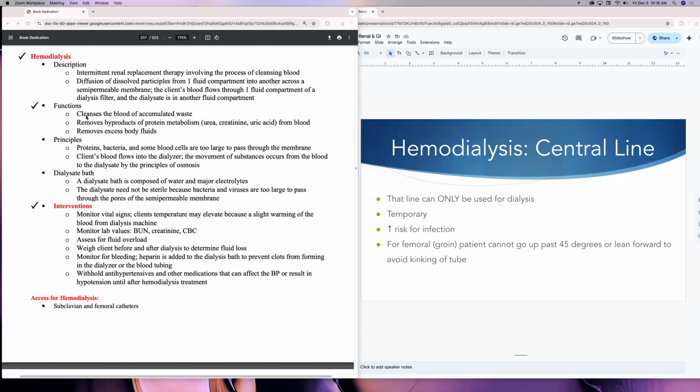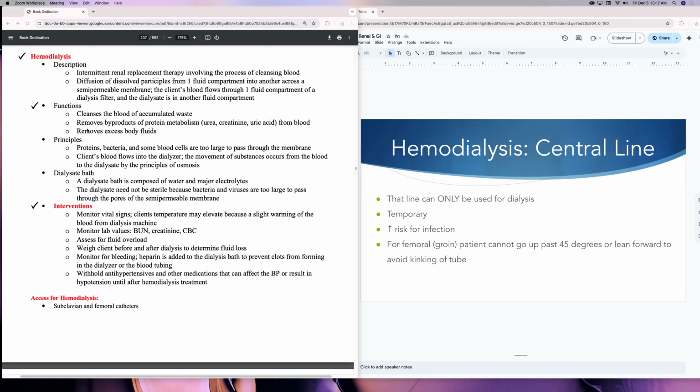Another function of hemodialysis is to remove excess bodily fluids. Somebody with kidney disease, their kidneys are not working properly. Their kidneys are not filtering out the wastes, and their kidneys are not removing excess fluid from the body. So the fluid is going to stay inside the body, and that is going to increase the blood pressure, which will also put more burden on the heart and the kidneys.